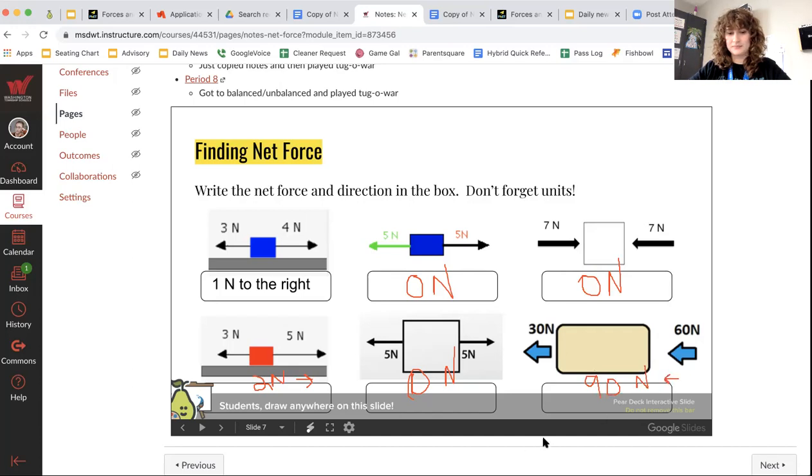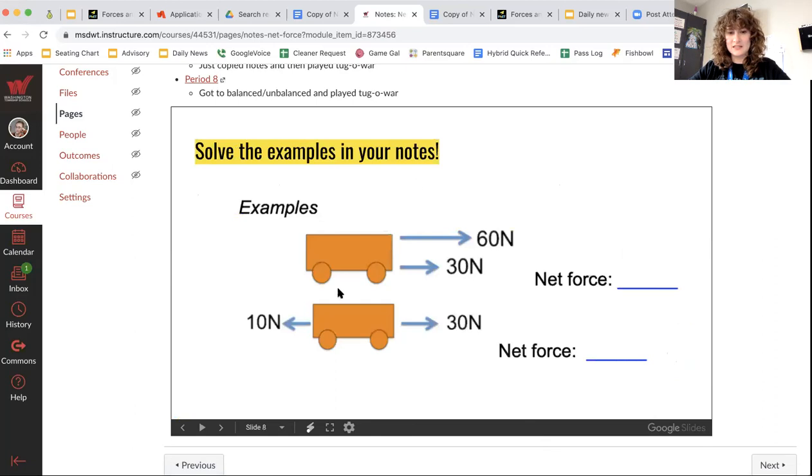All right. So that's pretty much it. That's how you find net force. And these examples are in your notes, so why don't you give them a try? We have 60 and 30 going to the right. Add those up. Then we have 10 and 30 in opposite directions. Add them up, and don't forget to put what direction the net force is in, right or left.